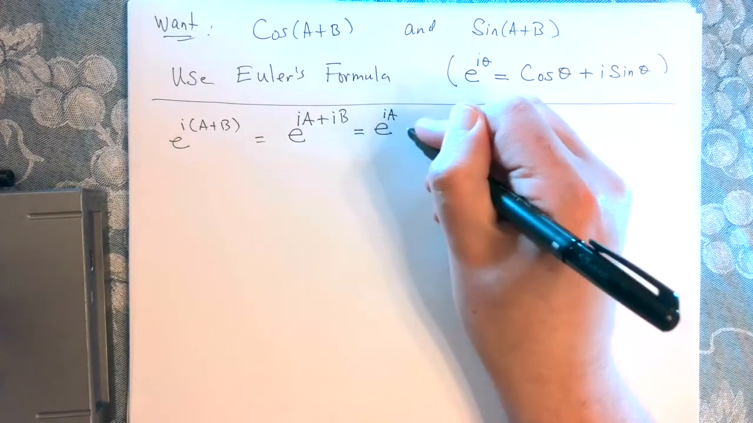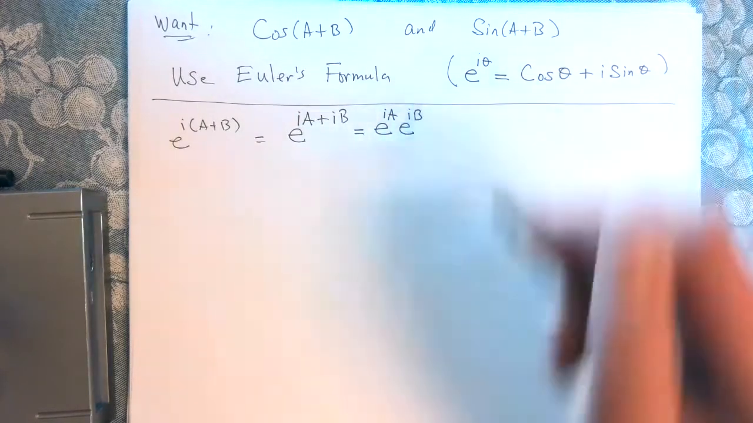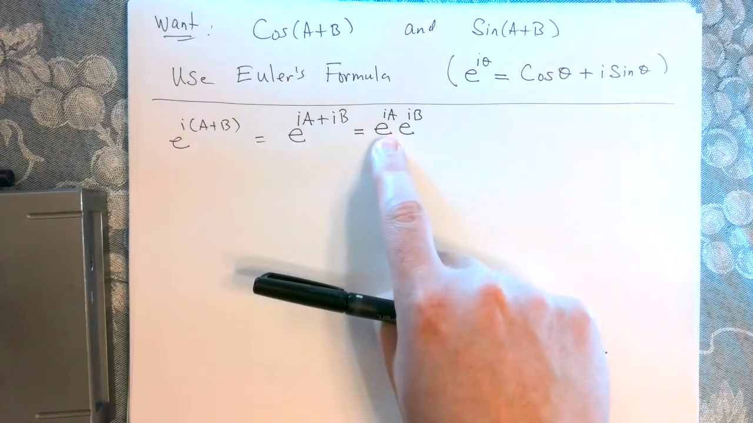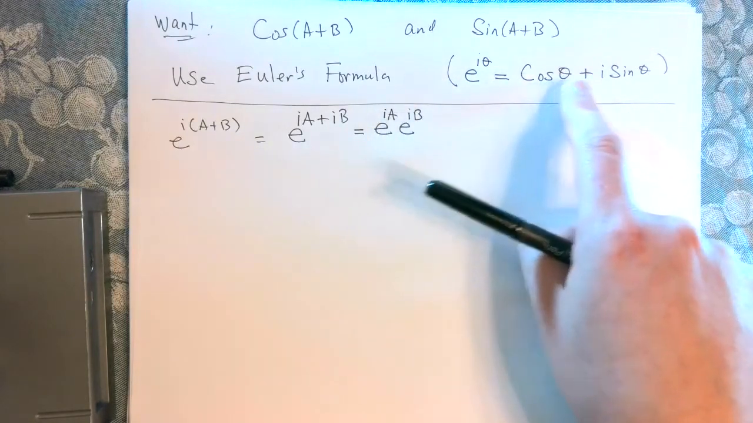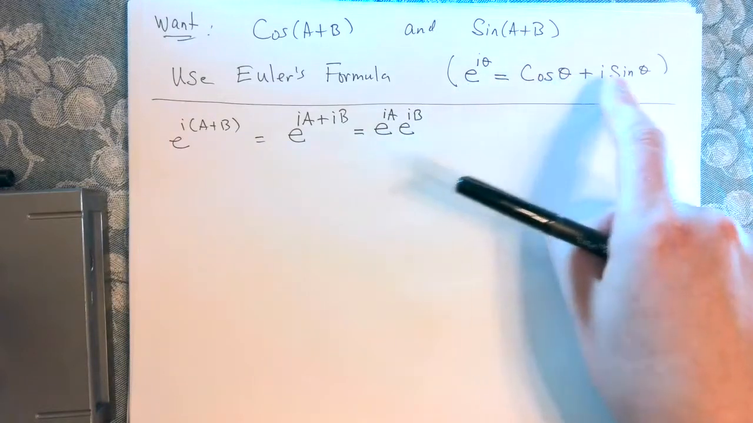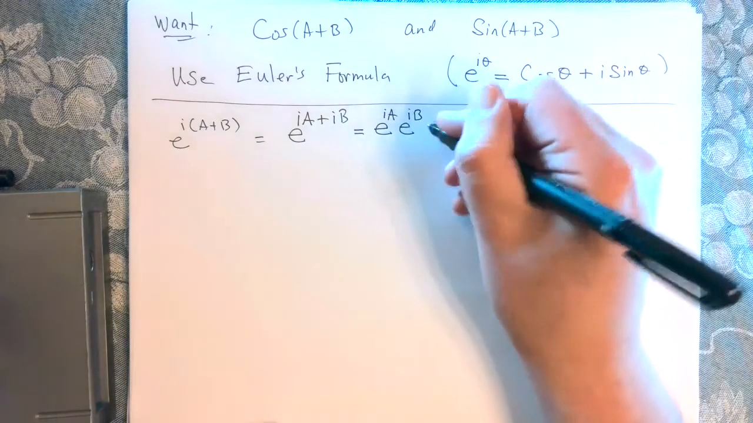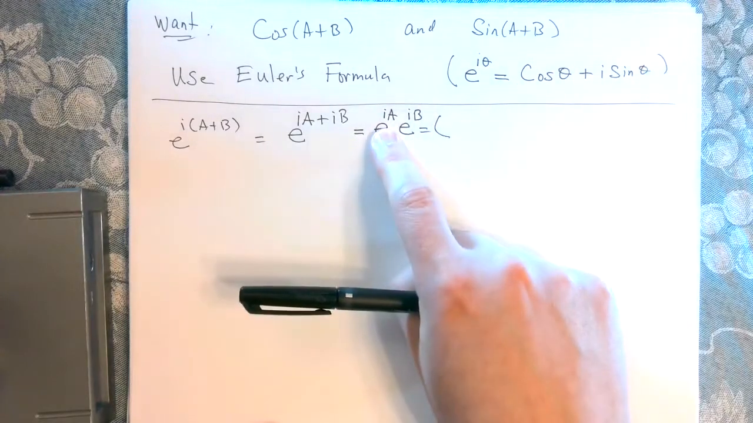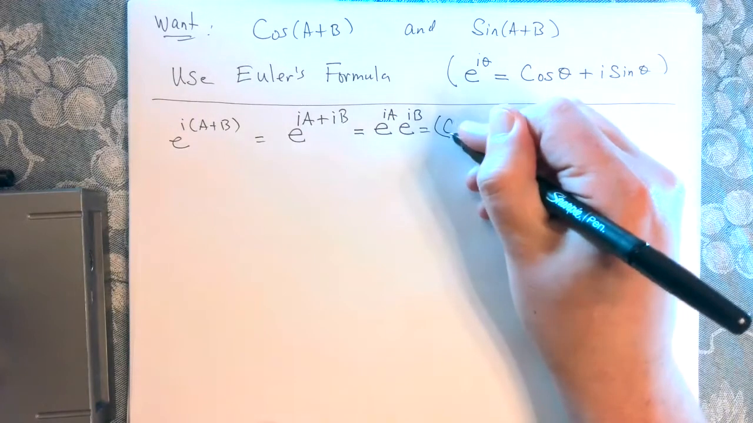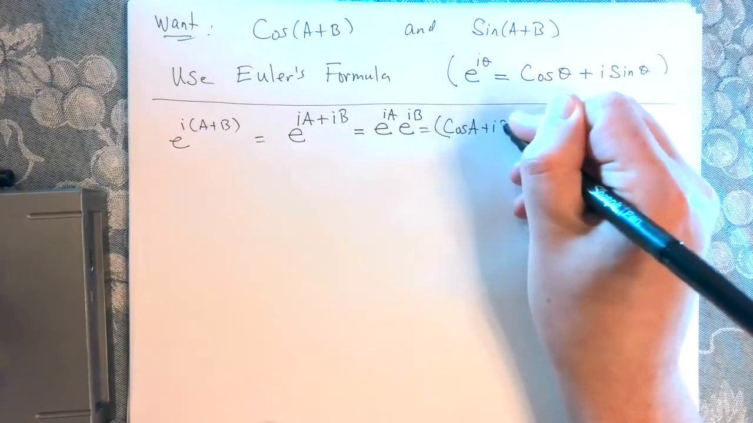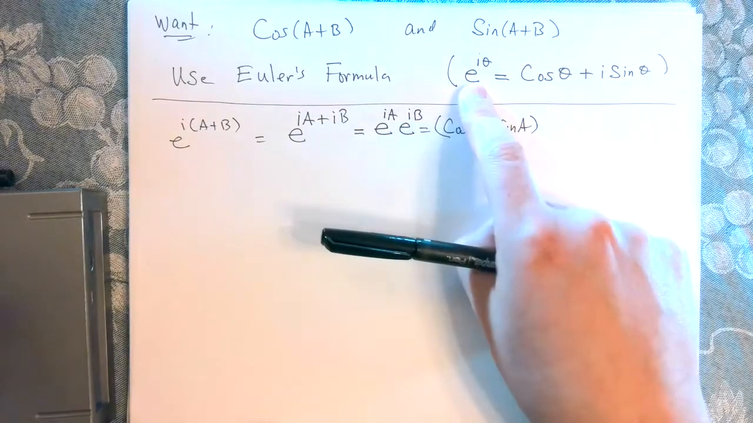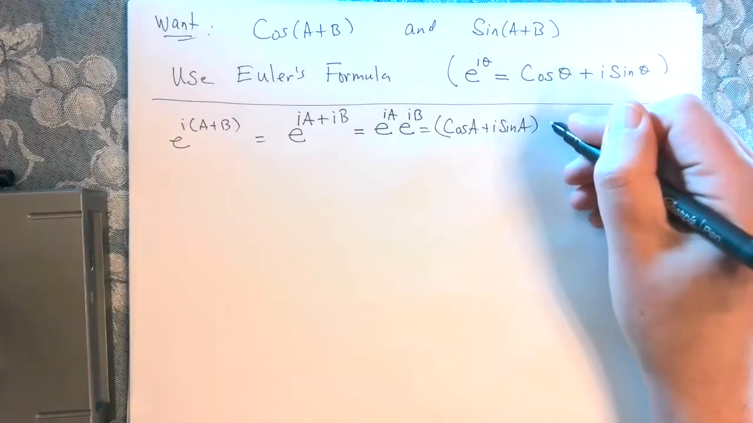So it's e to the iA, e to the iB. Well, that's great, because we know that we can use Euler's formula to express this just by plugging a in for theta. And we can use Euler's formula to express this just by plugging b in for theta. So that seems really, really cool. So if I plug a in for theta, this would be equal to cosine of a plus i sine of a. Now if I plug b in for theta, this would be equal to cosine of b plus i sine of b.